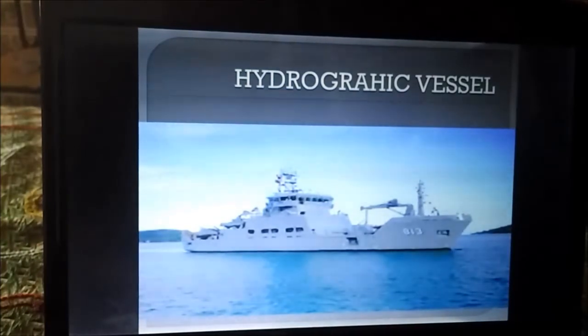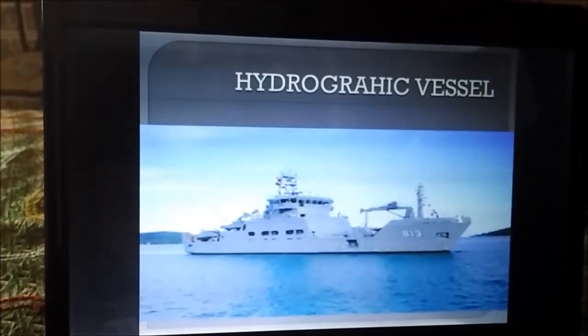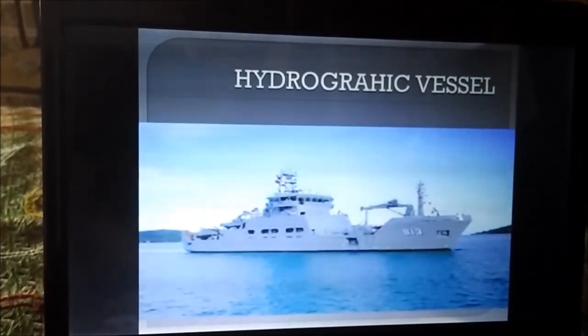Next, we have the hydrographic vessel. Hydrographic vessels provide the hydrographic conditions of the sea, and they are generally used only for hydrological work. They have a different job, used for research purposes and all that.